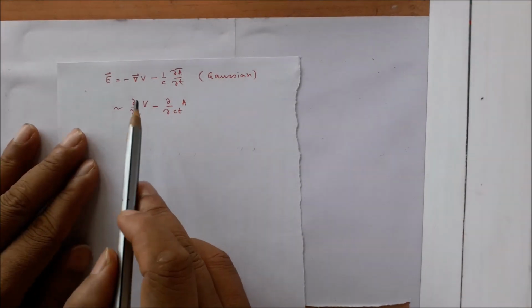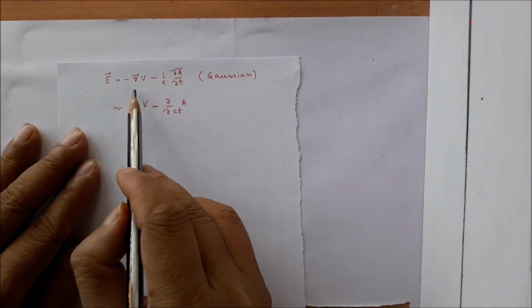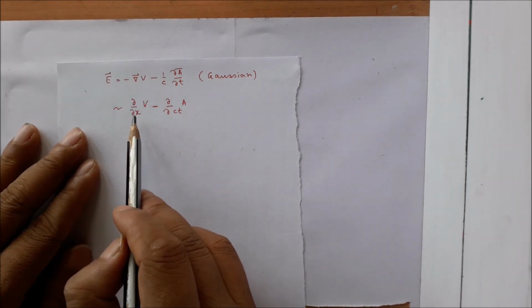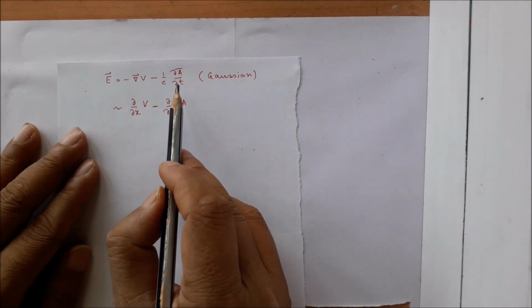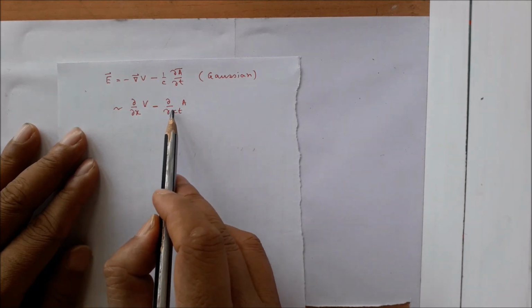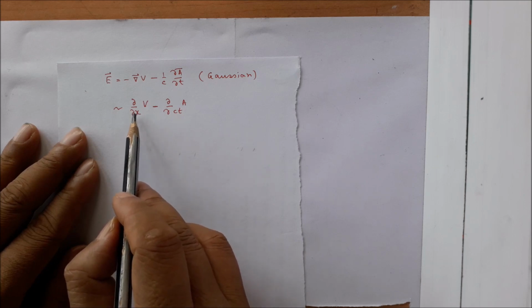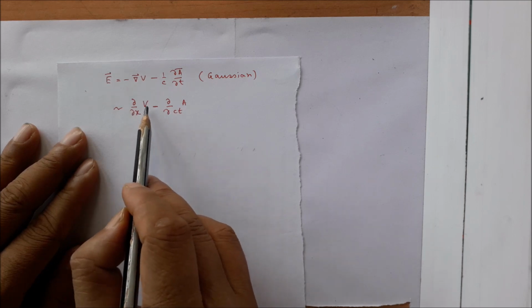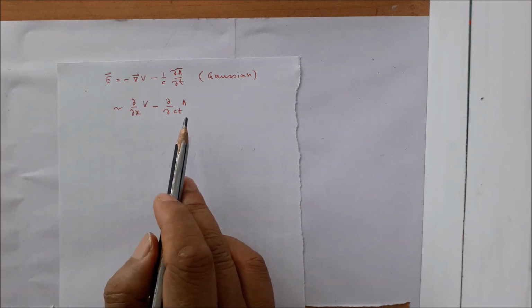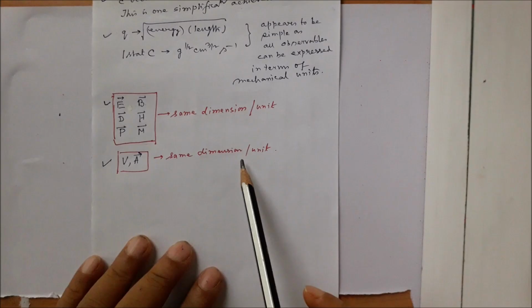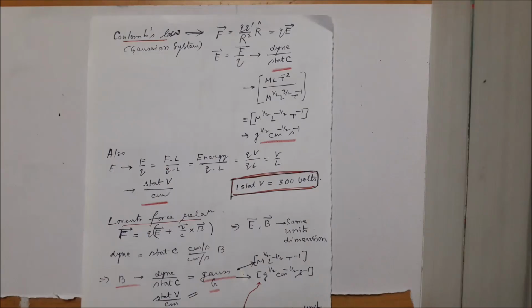This is evident if we have a look at this equation written in Gaussian system. Grad V is actually del x of V, and if we take c inside the del we have del ct, and ct is just x. So the dimension or unit of the denominators are the same, and this means V and A are of the same unit, same dimension in Gaussian system. So Gaussian system makes things very simple.